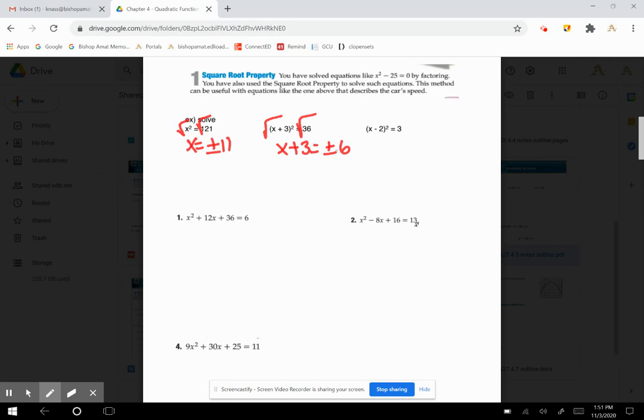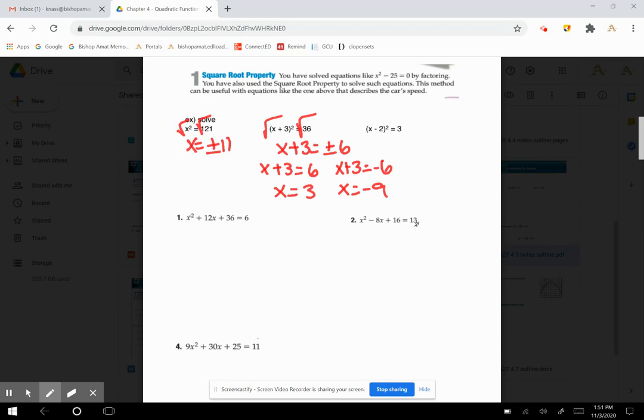Now, we have 2 equations here. We have x plus 3 equals a positive 6, and then we have x plus 3 equals a negative 6. You have to make sure you do both. So here we have x equals 3 and x equals negative 9.